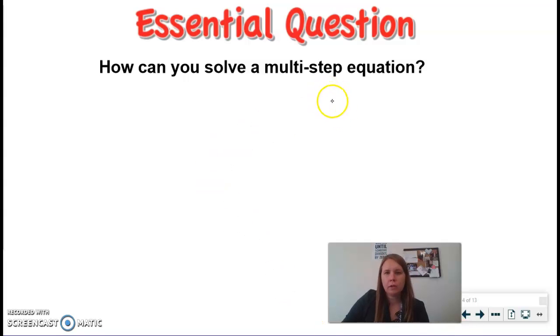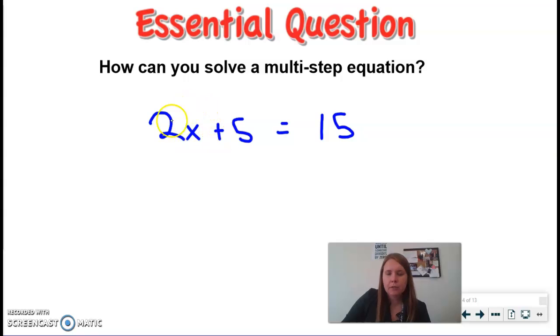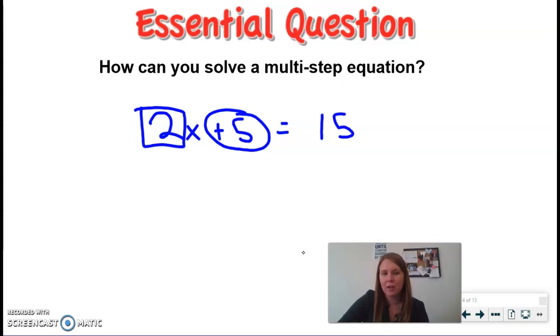Well, how can you solve multi-step equations? Multi-step equations are going to mean that there is more than one operation happening to the variable in my problem. So for instance, I could have an example like 2x plus 5 equals, I don't know, 15. There are multiple operations happening to this x. There's an addition of 5 as well as a multiplication of 2. Sometimes we call them two-step equations, multi-step. Sometimes there's even more than 2 steps. And so we're going to take a look at some of these problems as we go through.